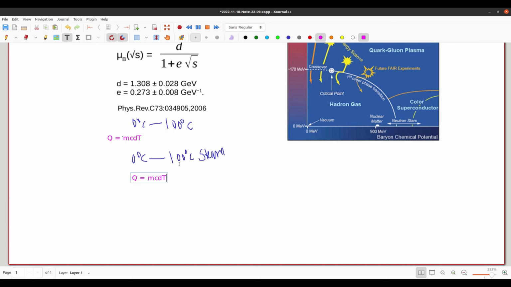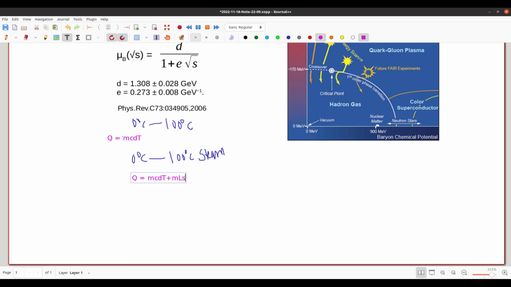That means there is some extra process happening at a constant temperature. So there are basically two processes: 0 degrees Celsius to 100 degrees Celsius water, and then 100 degrees Celsius water to 100 degrees Celsius steam. One is where a temperature difference takes place, and another is where the temperature is constant, like 100 degrees Celsius water converted to 100 degrees Celsius steam. This other process is known as latent heat.